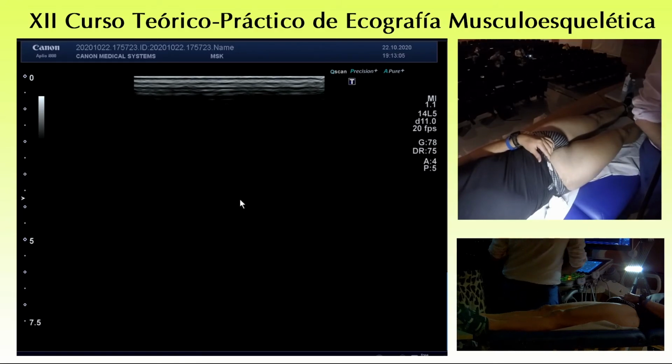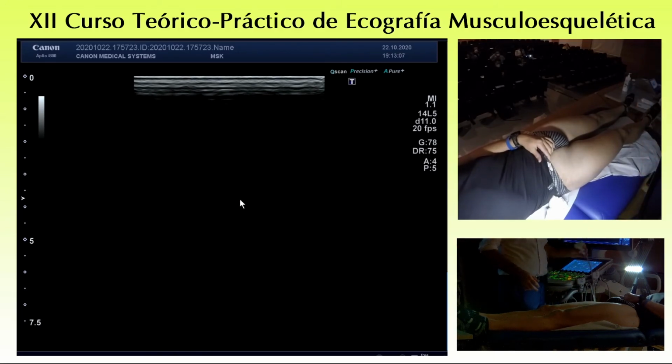Do something more? Some question? Yeah. The muscle and the tendon. Okay.